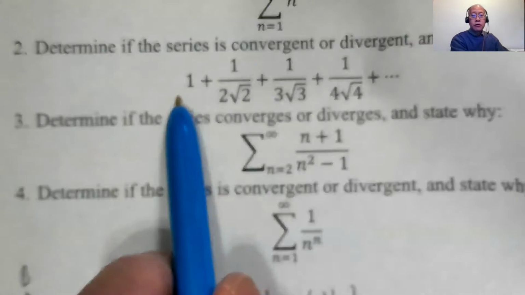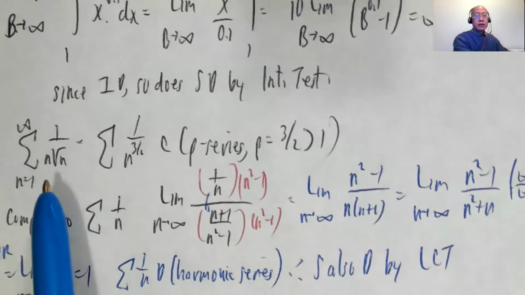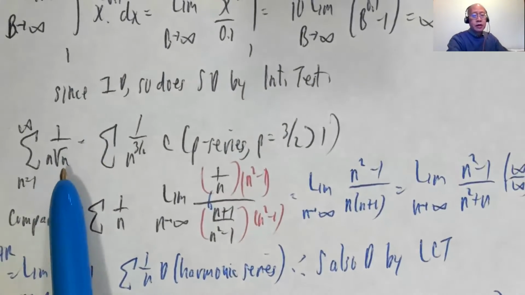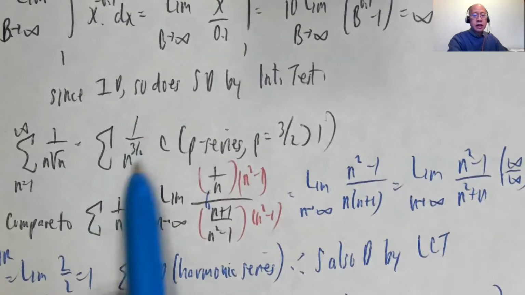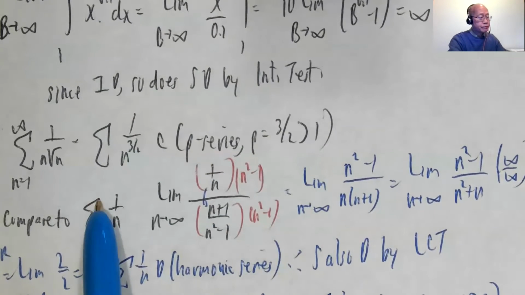Number 2, 1 over 1 radical 1 plus 1 over 2 radical 2, 1 over 3 radical 3. That's the summation of 1 over n radical n. That's 1 over n to the 3 halves. That converges because it's a p series. P is 3 halves, which is greater than 1.